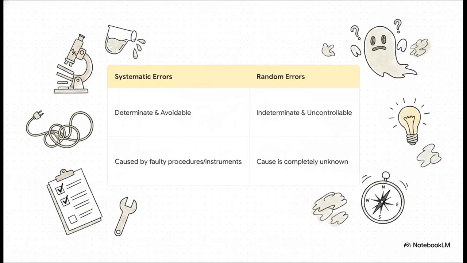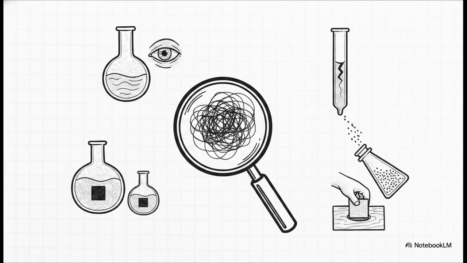To tackle this, we divide errors into two main camps: systematic and random. Systematic errors are determinate, meaning we can track down their cause, like a faulty instrument or a bad procedure, and we can avoid them with careful planning. On the flip side, we have random errors. These are the indeterminate ghosts in the machine. They are completely uncontrollable, and their specific cause is totally unknown. When we look closely at systematic errors, we find the core of today's focus, the 5 major flaws behind analytical operations. Number 1, personal errors.